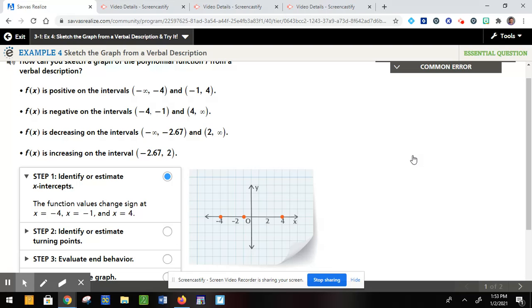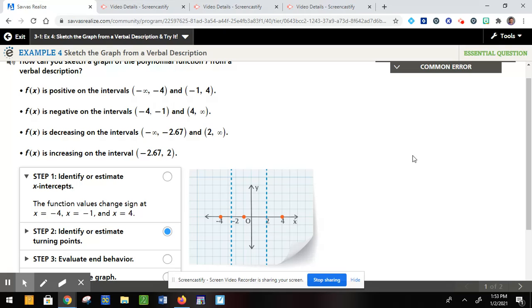Identify or estimate turning points. Well, those are going to be based on where it's increasing and decreasing. If it's decreasing everywhere to the left of -2.67, and it's increasing from -2.67 to 2, then that's a turning point. That's where it stops. -2.67 is where it stops decreasing and starts increasing, moving from left to right.